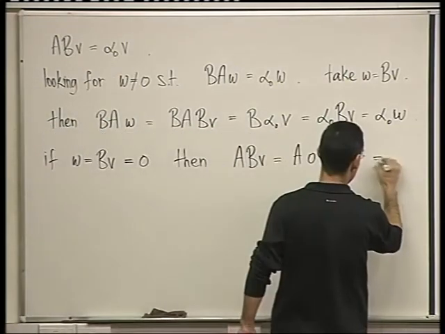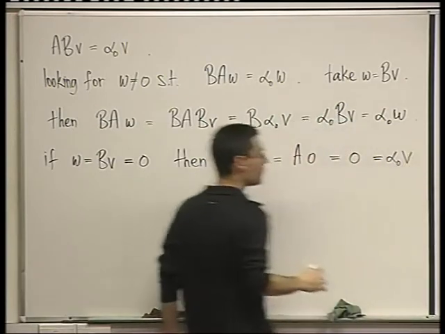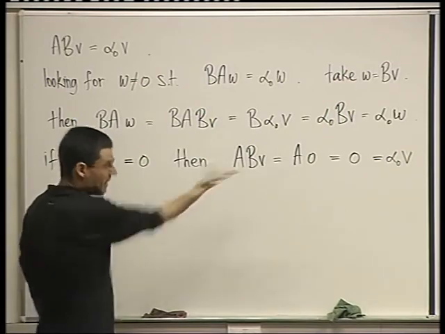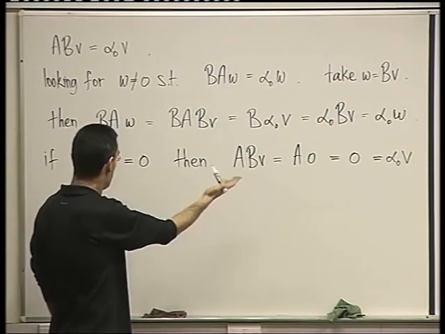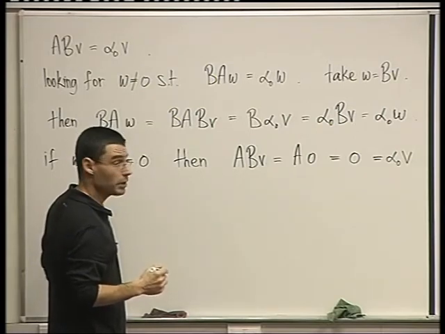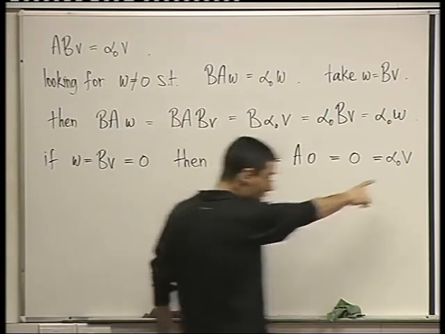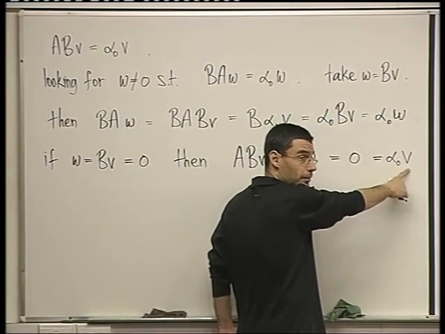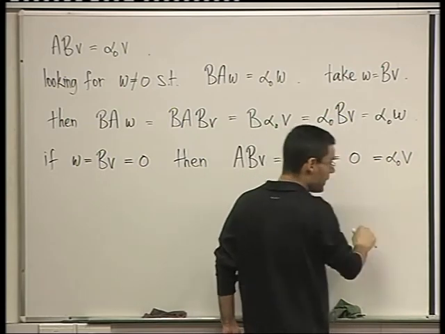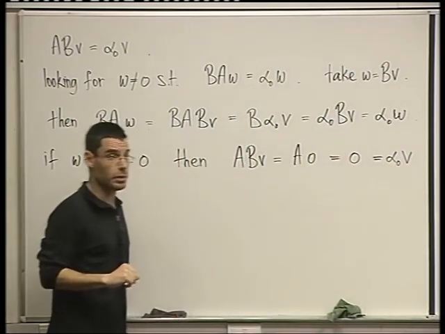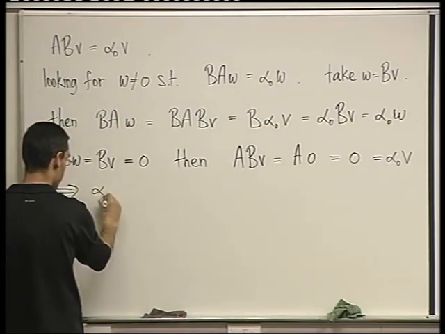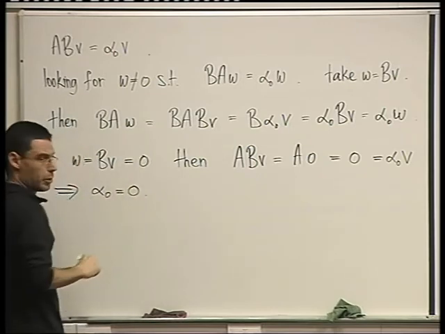equals alpha 0 V. Do you agree? So can that be? Is there any conflict here? Is there any contradiction here? Yeah. So we know that V is not 0. That's where we started. So if alpha 0 V is 0, this forces alpha 0 to be 0. Do you agree? Okay. And then there's no contradiction.